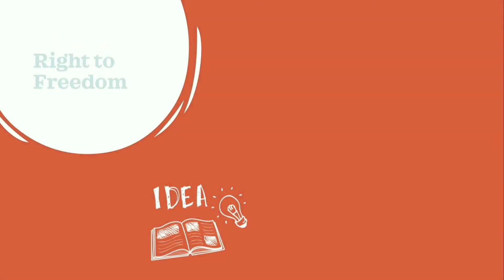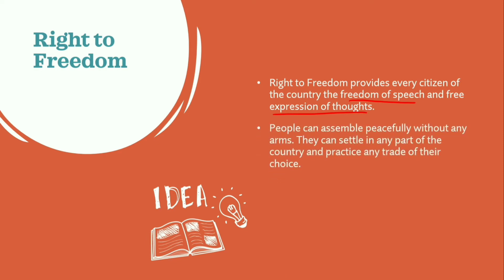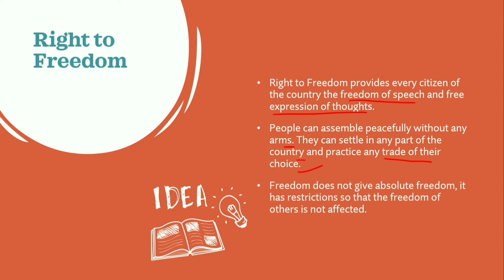Next, right to freedom. Right to freedom provides every citizen of the country the freedom of speech and free expression of thoughts. People can assemble peacefully without any arms. They can settle in any part of the country and practice any trade of their choice. Freedom does not mean absolute freedom. It has restrictions so that the freedom of others is not affected.